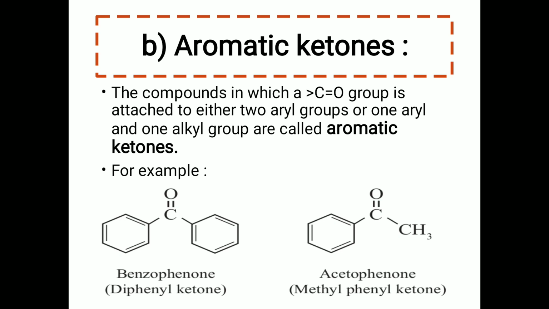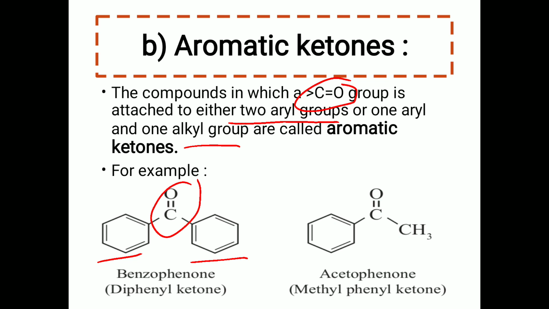Now next one is the aromatic ketones. These are compounds in which the carbonyl group, that is the C double bond O group, is attached to two aryl groups. So the name is diphenyl ketone or benzophenone. One aryl and one alkyl group attached are called aromatic ketone.